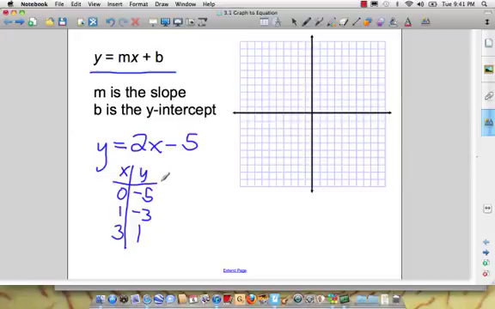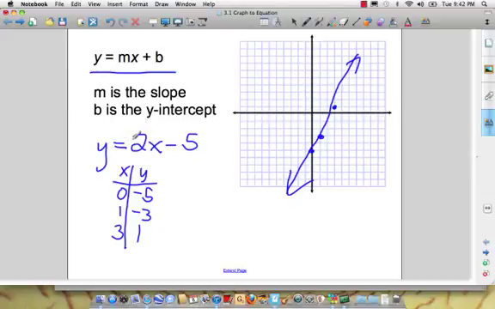Hopefully you remember enough from Algebra 1 to expect the graph of this equation to be a line. So I'm going to go ahead and graph those 3 points. 0, negative 5, 1, 2, 3, 4, 5 is right about there. And 1, negative 3 is 1, 1, 2, 3. Here's 1, negative 3. And then we have 3, 1. Alright, and then I'm going to go ahead and sketch in the line. Okay, not super accurate, but gives you the idea.